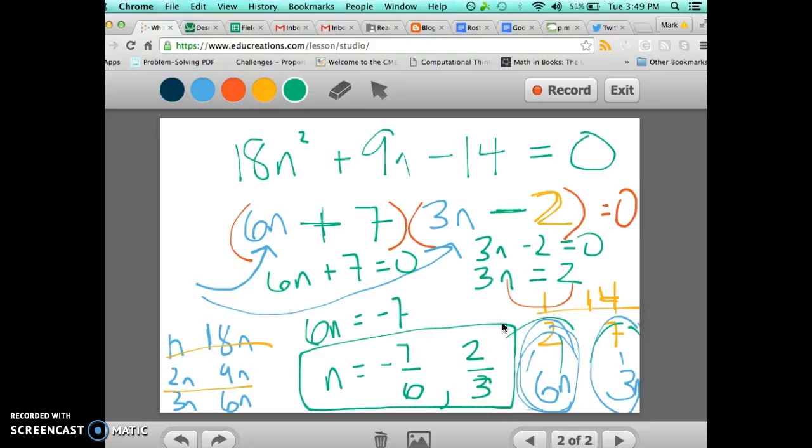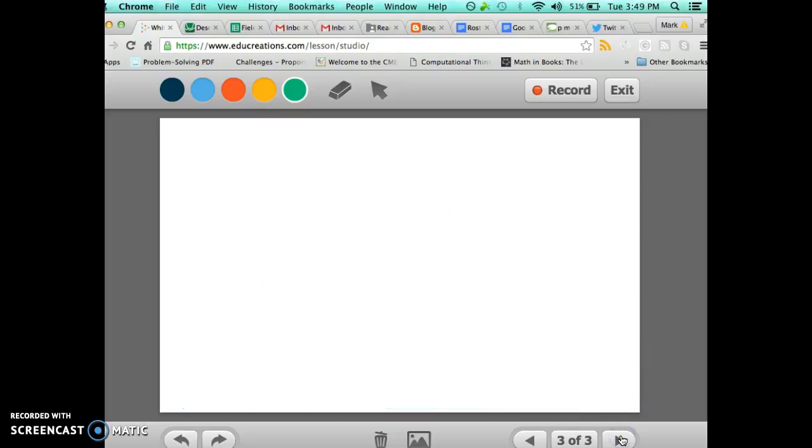I'm around. All right. So section 5.3 talks about solving quadratic equations with square roots. So we have problems like this. Just an easy one. x squared equals 64.